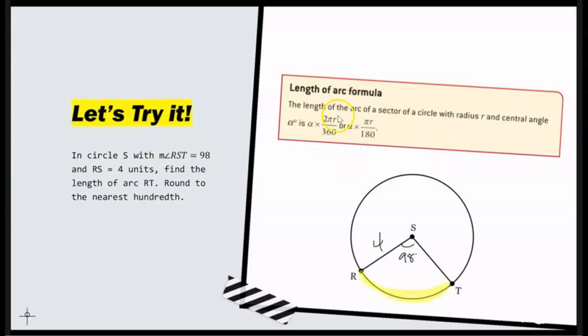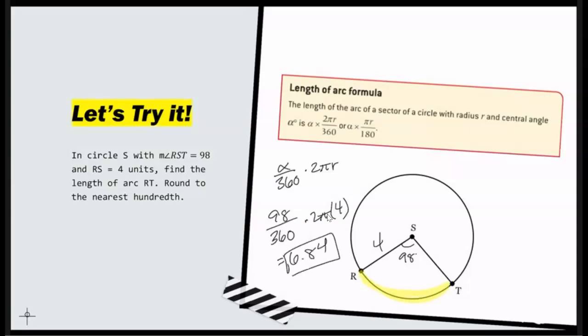It doesn't really matter if you put alpha on top or the angle in front. I prefer to do it where it's the ratio of my angle to the total degrees of a circle times the circumference of your circle. In your formula chart, it will look a little different. Either way, you still get the same answer. It's still the same formula. In this case, my angle is 98 degrees divided by 360 times 2 pi times my radius, which is 4. If you put this into your calculator, you will get 6.84. And that's all you have to do. It's just identifying different parts and plugging them into a formula.